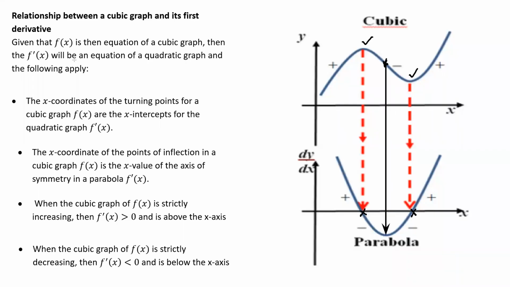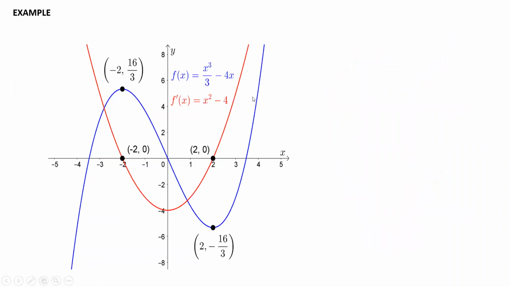We say to ourselves, when the gradient is positive, that means the graph of f of x is strictly increasing, then it means the graph of the quadratic is above the x-axis. And then when it's now decreasing, the cubic is below the x-axis, increasing, it is above. That's the relationship between a cubic graph and its first derivative. Let's go further and get down to an example.